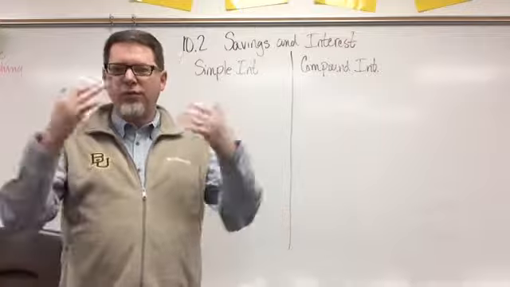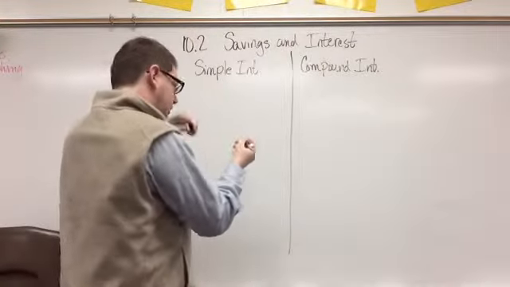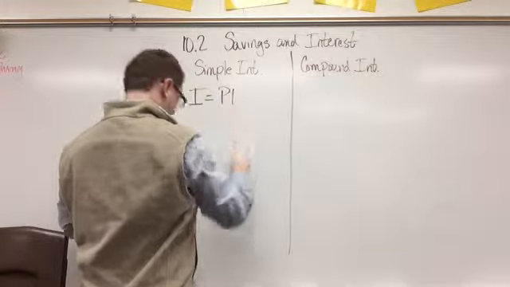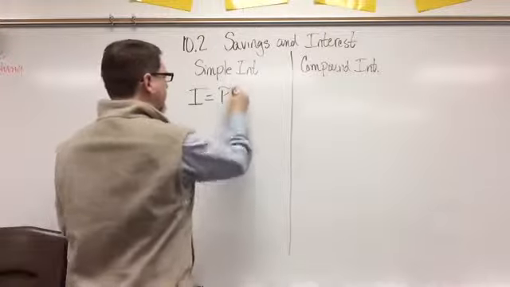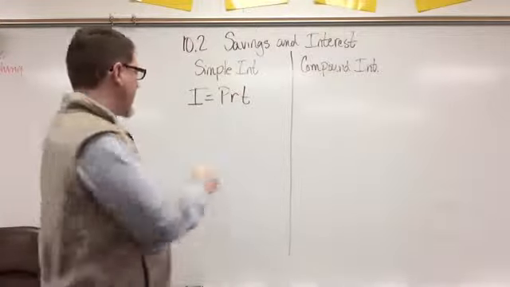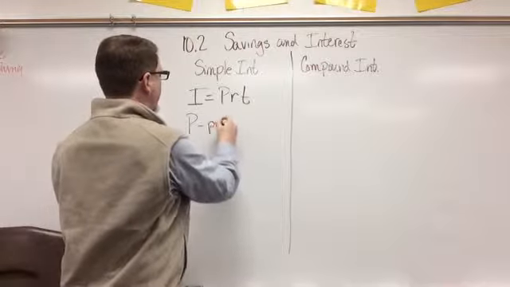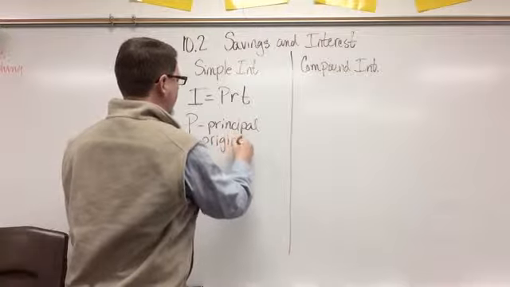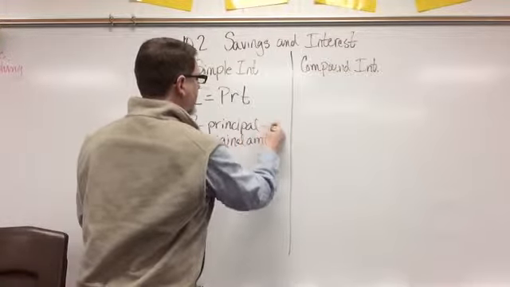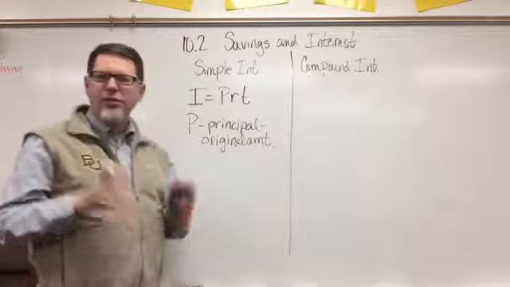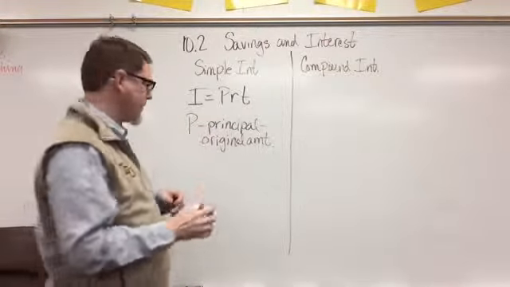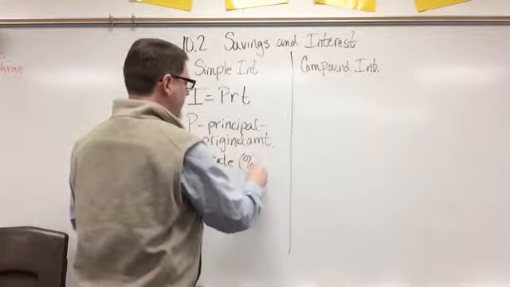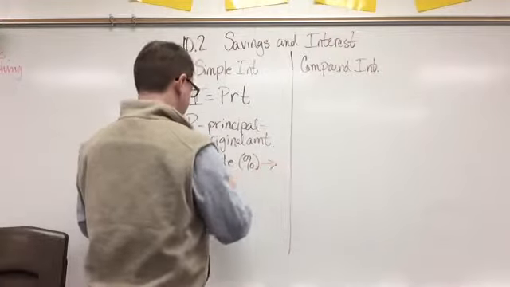Now let's look at the formulas for simple interest first. So simple interest is I equals capital P, lowercase r, lowercase t, where P stands for the principal, which is the original amount. So the original amount that I put into my savings account is the P, or the principal. Now R is the rate. It's always going to be a percent that we have to change to a decimal.